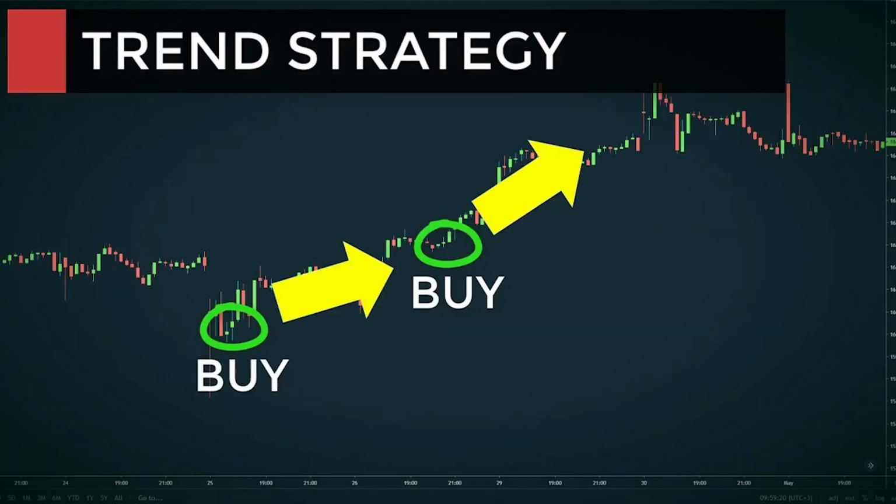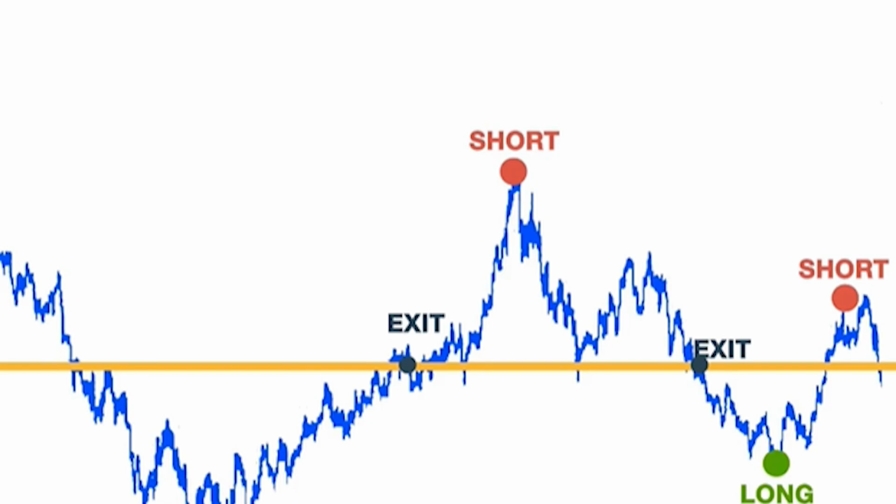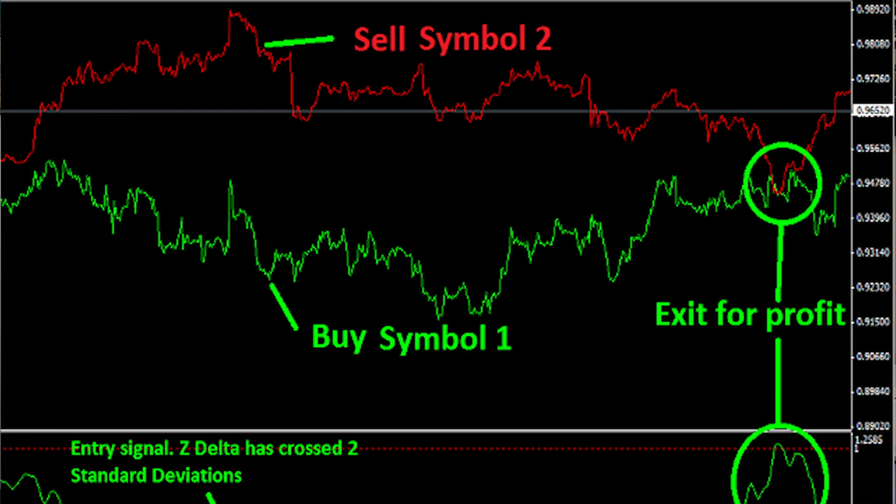There are various strategies that you can use with algorithmic trading, such as trend following, mean reversion, or statistical arbitrage. Trend following involves following a trend and placing buy or sell signals to follow that trend. Mean reversion involves placing buy or sell signals when the price reverts away from the mean or the average price. And statistical arbitrage involves exploiting price discrepancies between related assets.